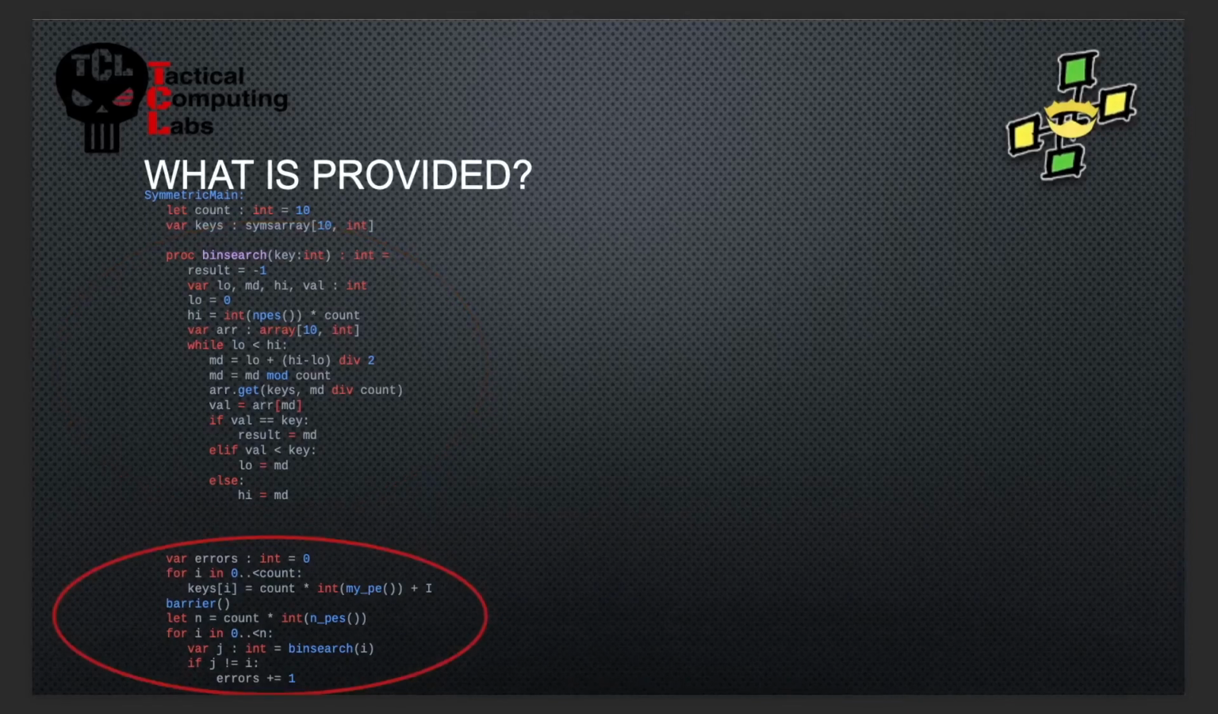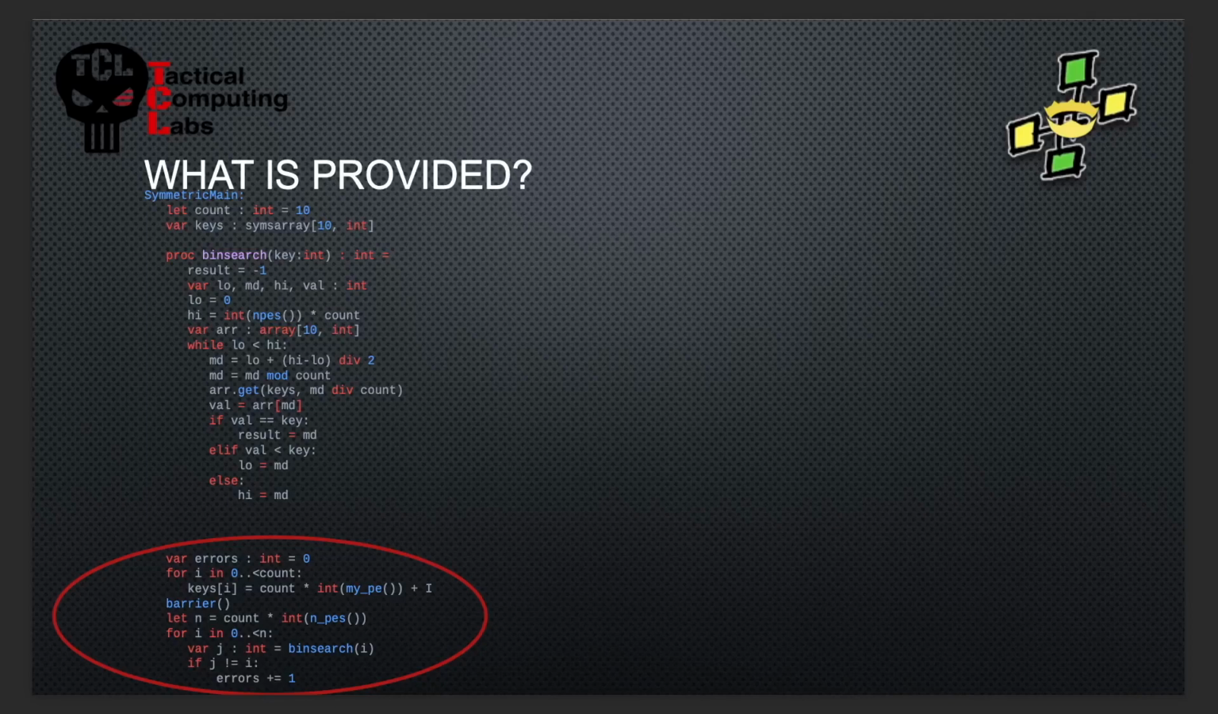At the very bottom of this code segment, you'll see that there's a region where we actually have the main section of the program running. There's an errors variable to count the number of times binary search wasn't successful in finding a particular key. You'll see that the keys array is populated using the myPE function call. That's a function provided by SHMEM to tell your program what its process identifier is, what its PE identifier is.